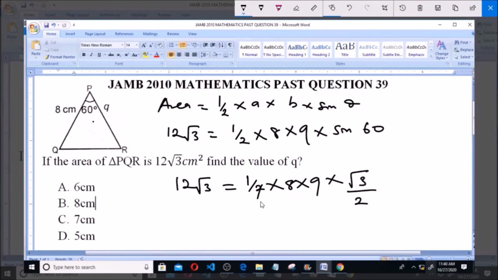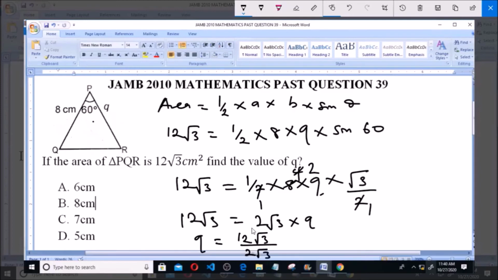Now we can simply say, 2 into 2 gives 1, and 2 into 4 gives 2. So we can simply say 12 root 3 is equal to 2 root 3 multiplied by Q. Now from here we can say that Q is equal to 12 root 3 over 2 root 3.